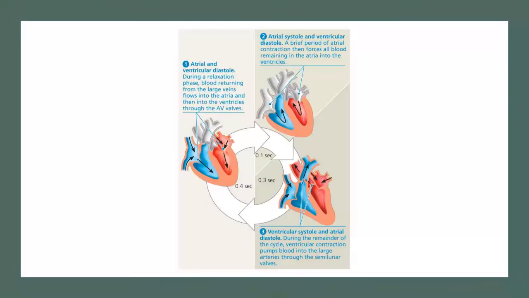Okay, this is something called a cardiac cycle, and this picture is going to be very basic, very general. This is what happens when your heart is pumping, and all I'm going to do is read through this and explain it.